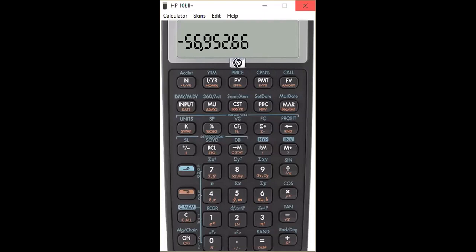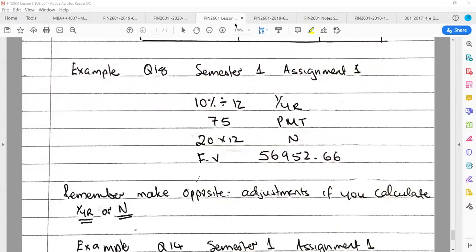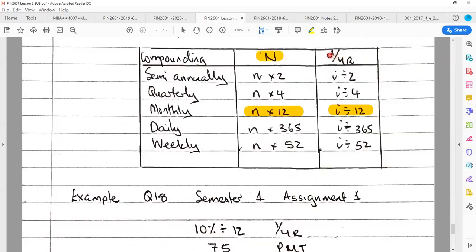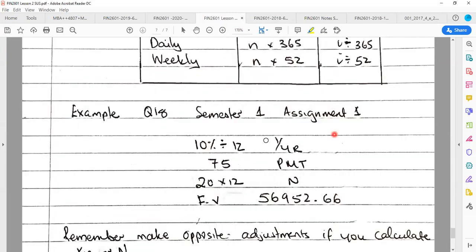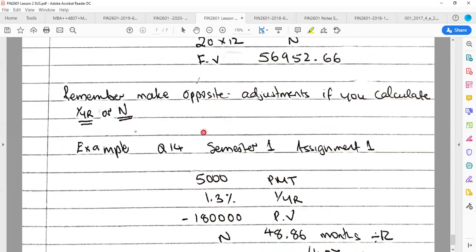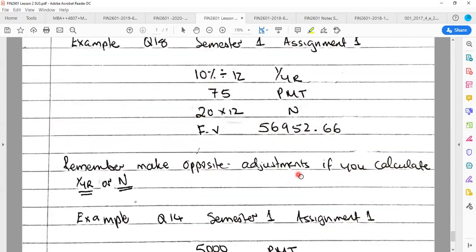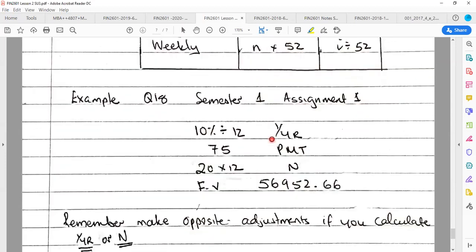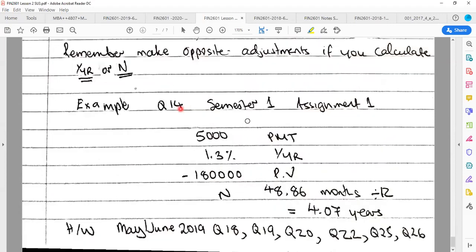So that's how we would do that calculation. But something important, lastly: if you are actually calculating N, or your interest, and compounding is happening more than annually, you need to make opposite adjustments to these adjustments. In other words, if we are calculating the number of years and interest is being compounded semi-annually, when we get N, we need to divide it by 2. Or when we get N, we need to divide it by 4. Rather, let me illustrate this to you through an example. It's better understood through an example.